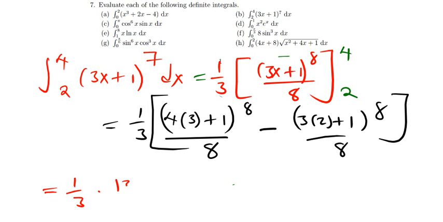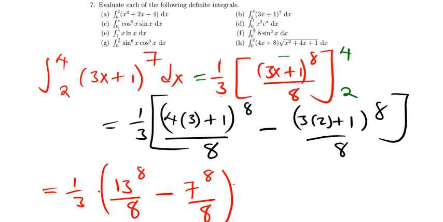Thirteen to the power 8 over 8 minus 3 times 2, that's going to be 6 plus 1, 7 to the power 8 over 8. Okay, so this is like that. Now you can just go on and subtract. This is now more dependent on the calculator that you have. I don't want to go into that, but whatever you get is your definite integral.